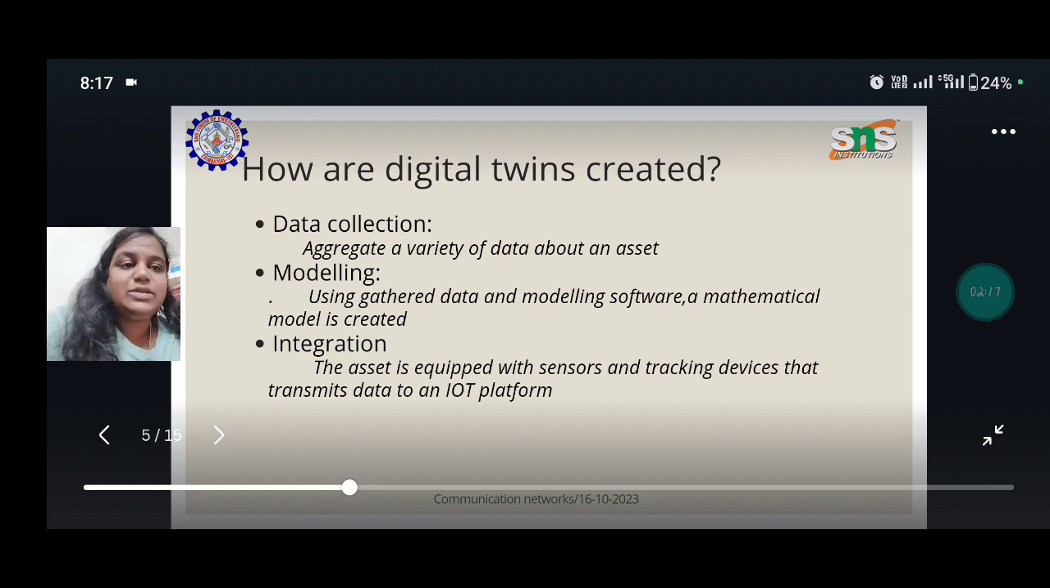And how is a digital twin created? Data collection, modeling, and integration. What is data collection? Aggregating a variety of data on an asset. And modeling: using the gathered data and modeling software, a mathematical model is created. The asset is equipped with sensors and tracking devices that transmit the data to an IoT platform.